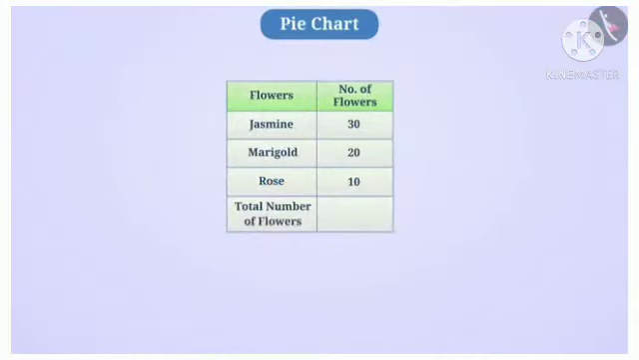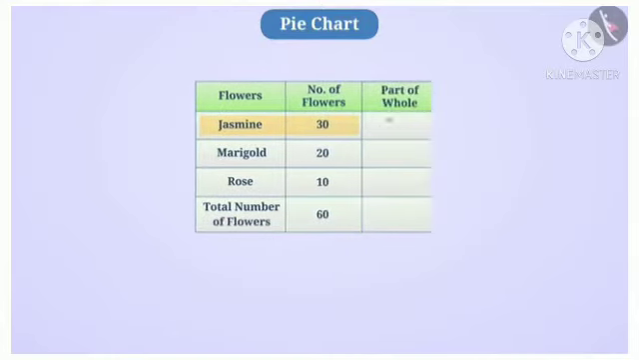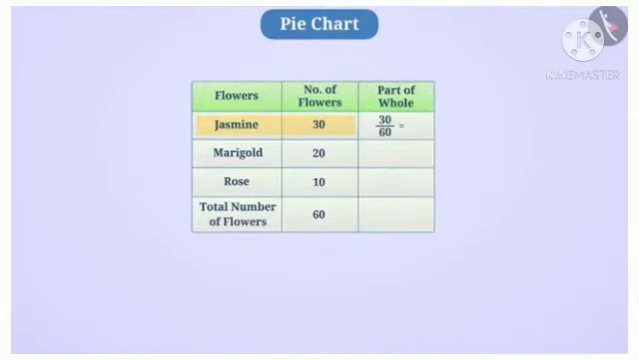The total number of flowers here is 30 plus 20 plus 10, which is equal to 60. Here the number of jasmine flowers is 30, which is 30 by 60, that is half part of the total number. Similarly, the number of marigold flowers is 20 by 60 part of the total number, that is 1 by 3 part, and the number of rose flowers is 10 by 60, that is 1 by 6 part of the total number.